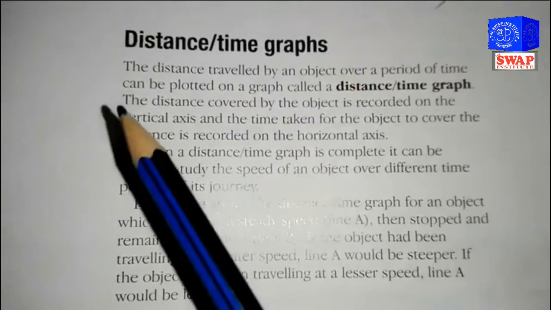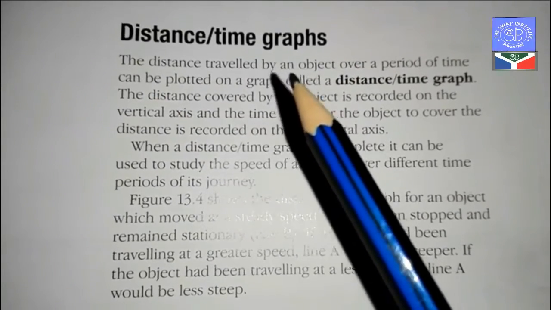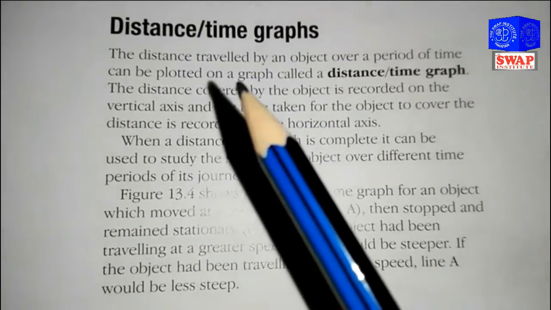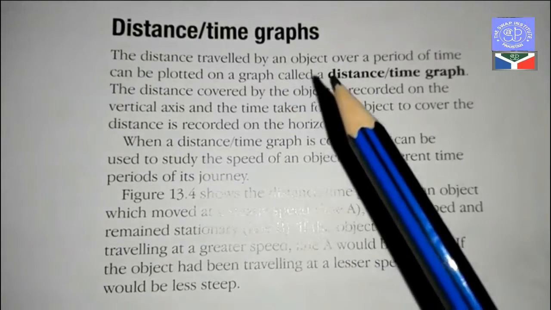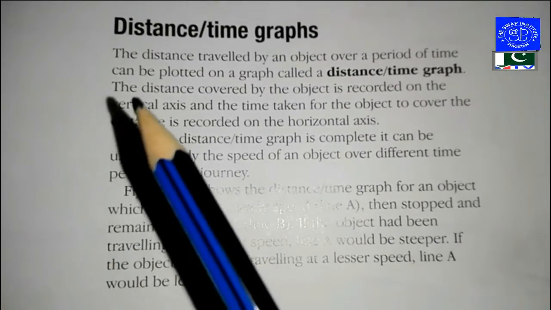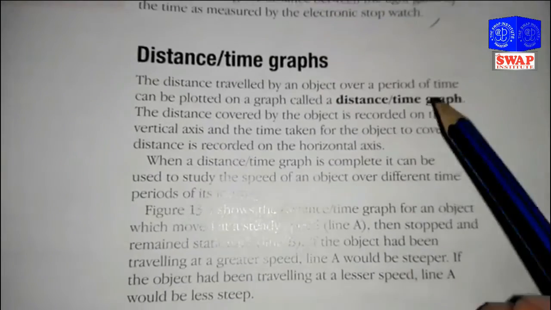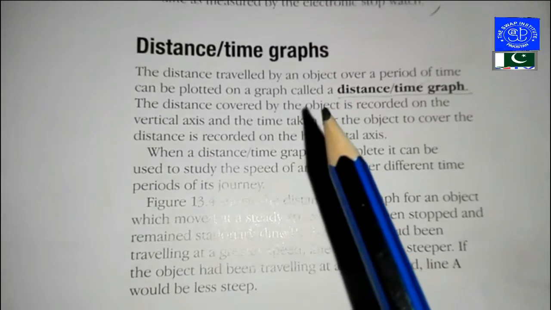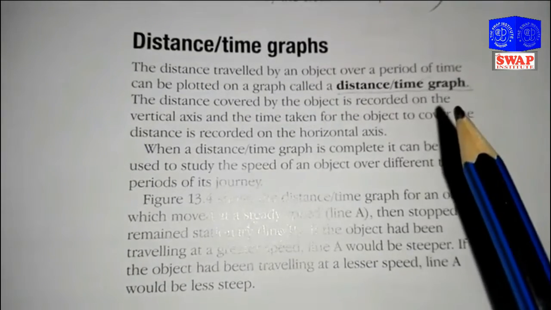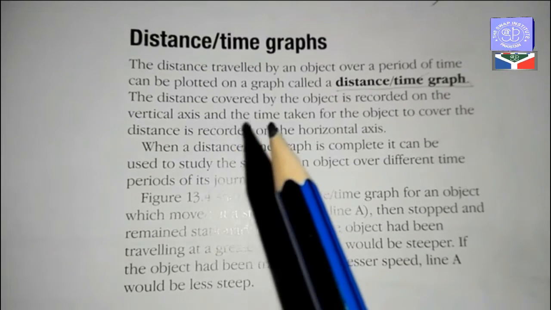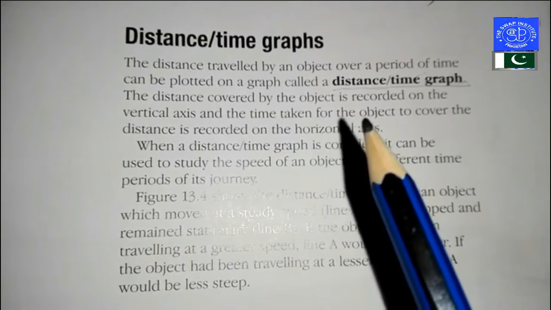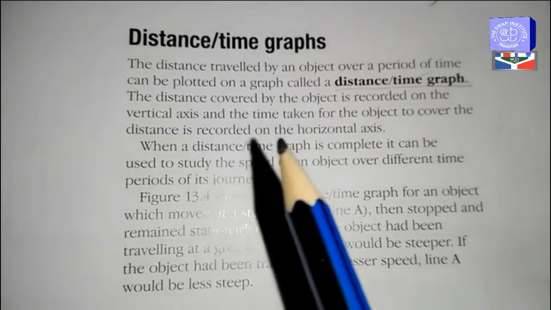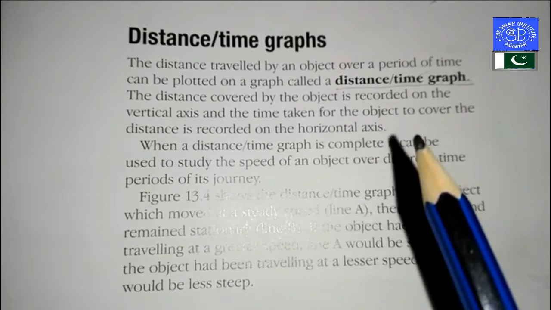Distance time graph. The distance traveled by an object over a period of time can be plotted on a graph called a distance time graph. Basically, this is the definition of a distance time graph. The distance covered by the object is recorded on the vertical axis, and the time taken for the object to cover the distance is recorded on the horizontal axis.